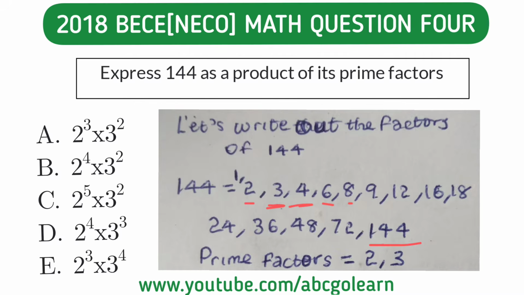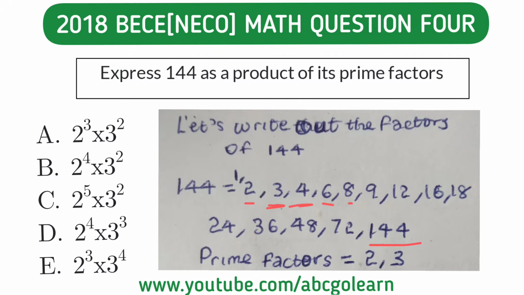So how can we know that a factor is a prime factor? When we're talking about a prime number, it has only two factors: 1 and itself. Even 1 is not a prime number at all, because 1 has only itself as a factor. So you can't use 1 as a prime number.